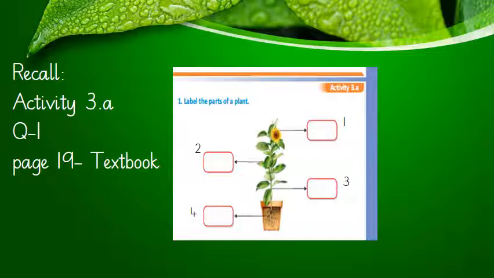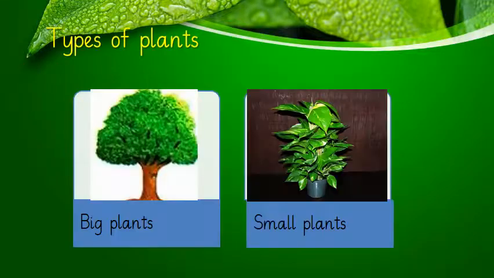Number 1, flower. Number 2, leaves. Number 3, stem. And number 4, roots. I hope, rather I'm sure that your answers are correct. Good job. Let's discuss types of plants.